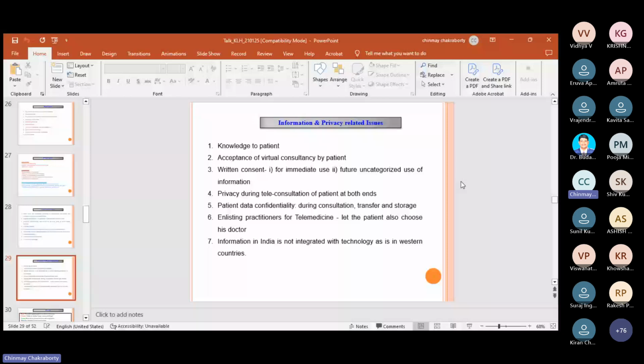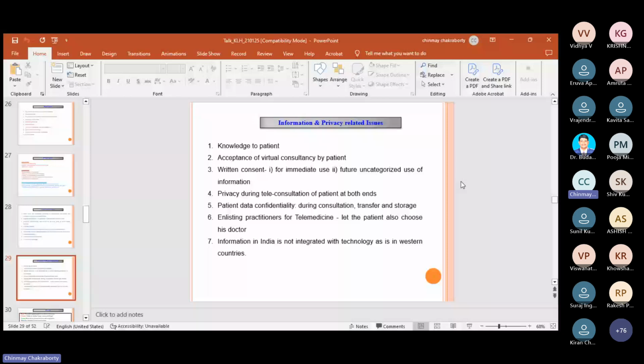So that's why patient data confidentiality during the consultation, transfer, and storage, we need to maintain the confidentiality and integrity issues, right? Next, enlisting the practitioners for telemedicine. So let the patient also choose his doctor. This portion we have discussed in the last slide.